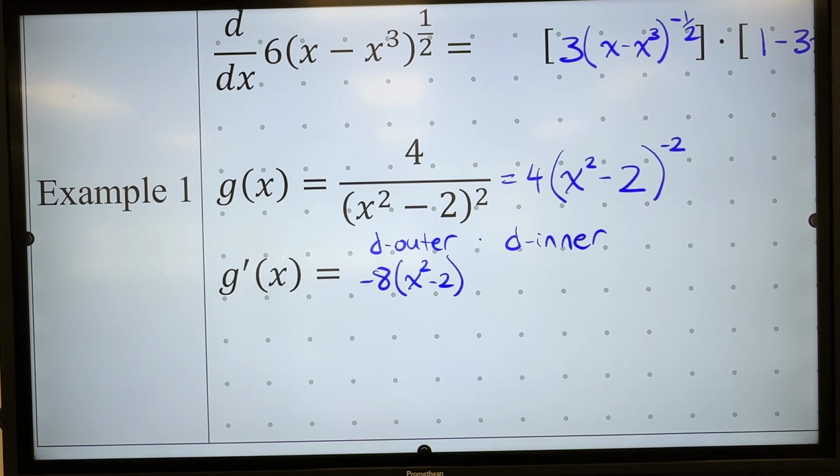Okay, what power are we, Diego? Negative 3. Very good. It went down from negative 2 down to negative 3. Don't forget to eat your dinner. We need those gains. What's my dinner? It's going to be 2x. Just 2x, because it was 2x to the power of 1, which means it's just 2x.